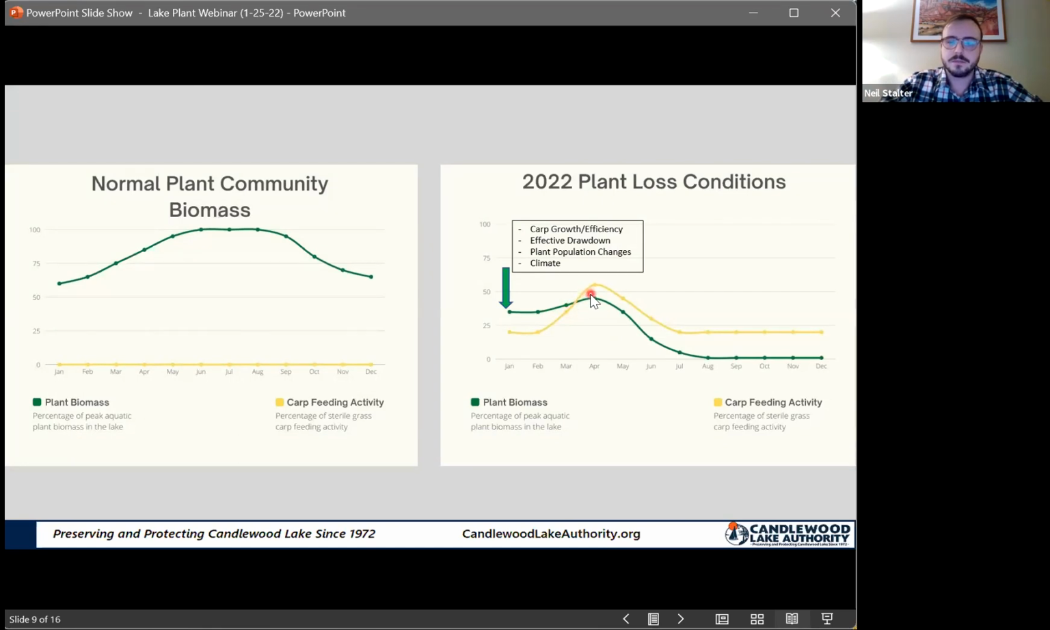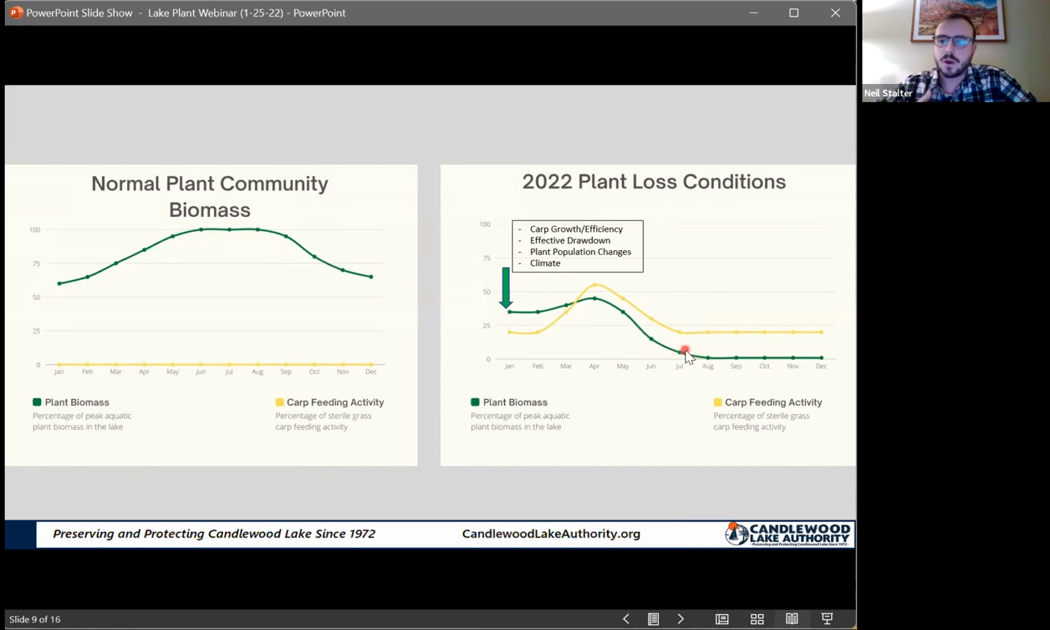And the plant growth plateaus as the grass carp eat more, and then quickly collapses. The carp are eating it faster than it can grow. It's losing material. It's not reproducing. And then you get to that zero level that we saw in the early summer, middle of the summer.